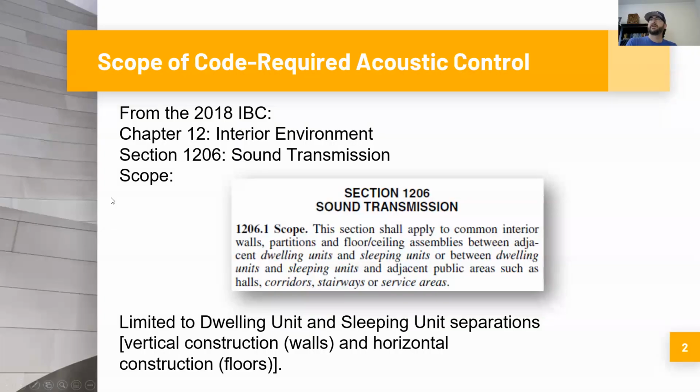So let's first define what our scope of code required acoustic control is. Again, from the IBC, that's the International Building Code, we'll be reviewing the 2018 edition for this lesson. That's going to be found in chapter 12, called Interior Environment, section 1206, Sound Transmission. Interestingly, this is actually one of the smaller sections in the code. The entirety of section 1206 is less than half of a code page. There's really not a lot to it, but it does happen to be very important.